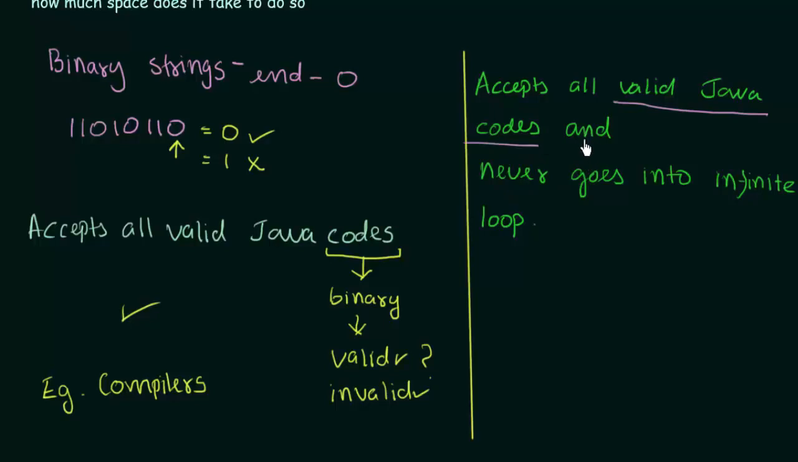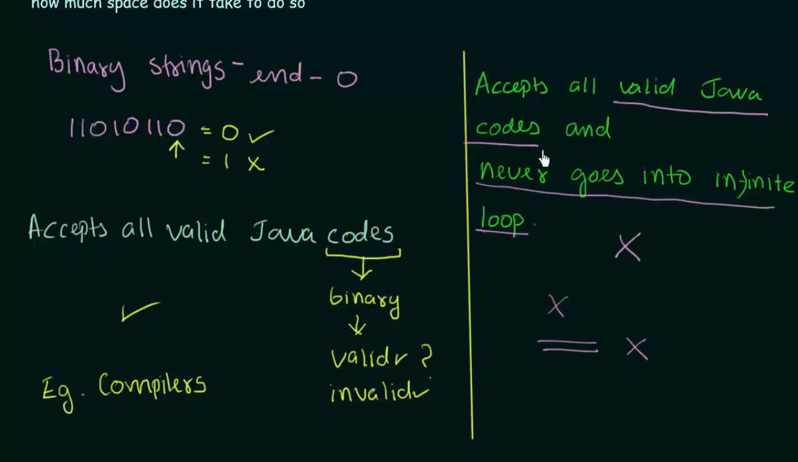But we have one more condition here, and never goes into infinite loop. Can I design a system that never allows my code to go into an infinite loop? The answer to this is no. I can never design a system that performs this task. Even if you design it, you would either get the wrong output or it could run forever and give you no output at all. So this kind of a machine cannot be designed.